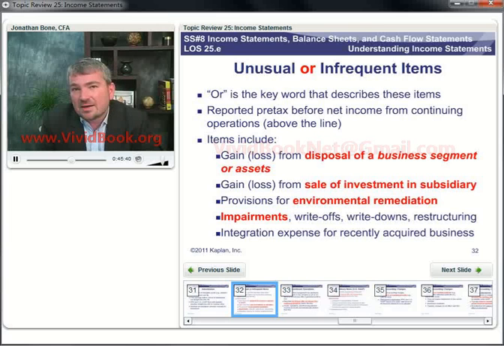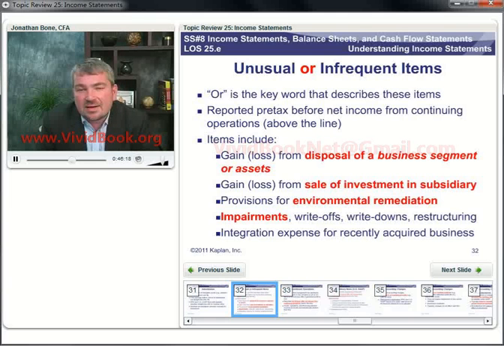And we get some guidance on what to include. So we might include the gain and loss when we dispose of a business segment or its assets. And of course, all we're going to do is look at the proceeds when we sell the asset compared to the carrying value at the time of disposal, and the difference is the gain or loss. Likewise, we might look at the gain or loss when we sell the shares in a subsidiary. We've also got provision for environmental remediation. So if we've polluted the environment and we know we're going to be fined, that fine, that provision, the estimated fine, will be treated as an unusual or infrequent item.